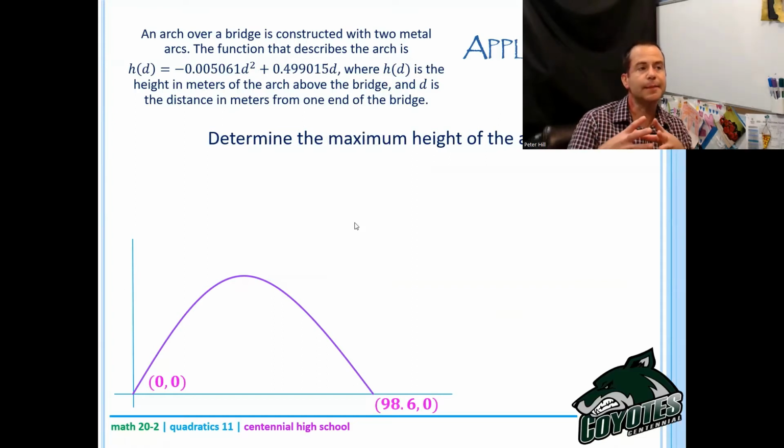To get the maximum height, I would need the vertex. Now, this is not in vertex form, but I now know the two x-intercepts. That's enough information for me to take the average of those two x-intercepts, and that will give me the axis of symmetry. The axis of symmetry is the x value of my vertex. Therefore, I can plug that into the original equation and get my y value out.